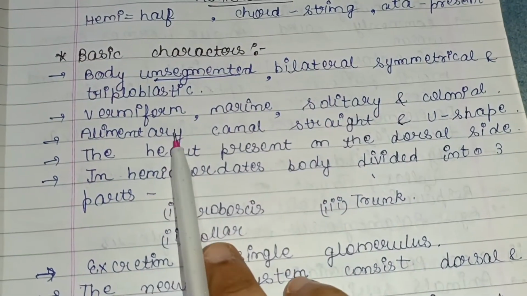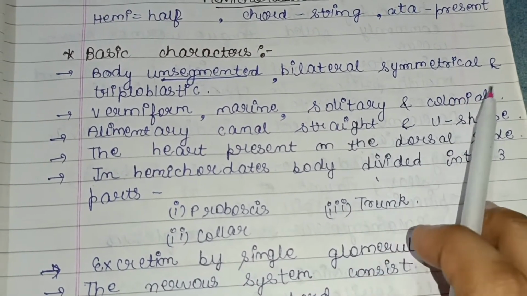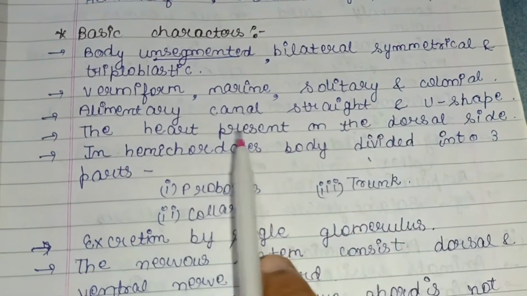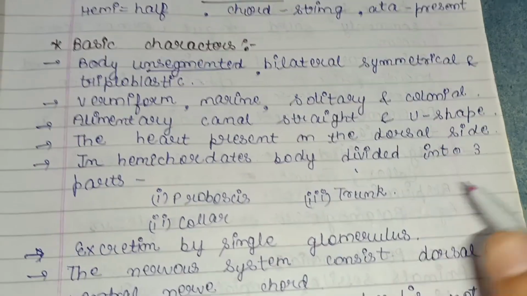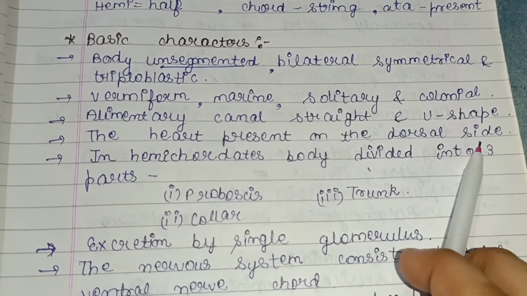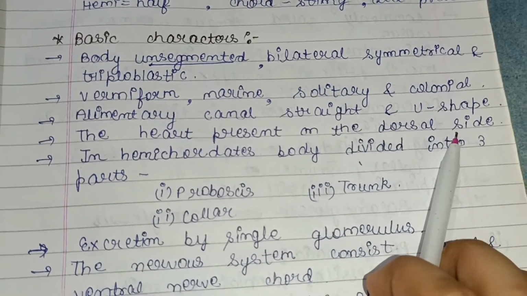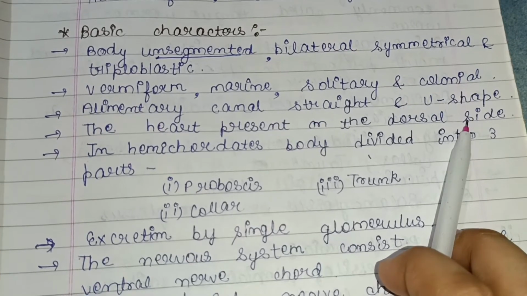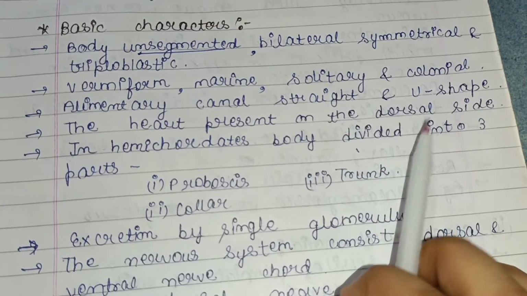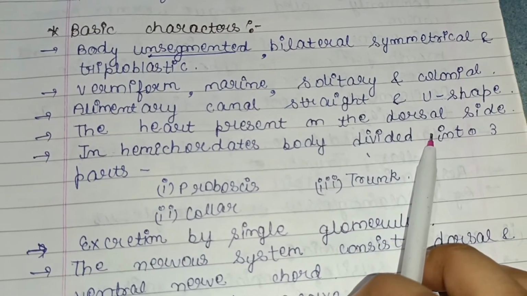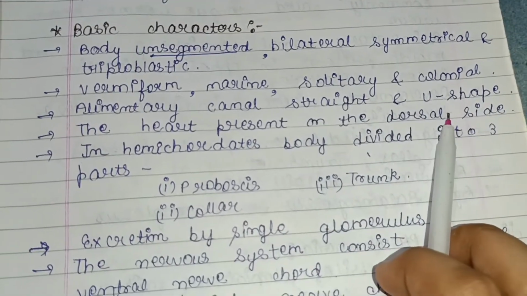Then vermiform. They are marine in nature, solitary and also colonial, that is, they live in colonies. Alimentary canal is straight or U-shaped, and the heart is on the dorsal side. So what is the dorsal side? Dorsal side, as in the case of humans, means the back side, and ventral side means the front side. So the back side in humans will be dorsal, and the front side toward our chest will be ventral. So in hemichordates, the heart is on the dorsal side.